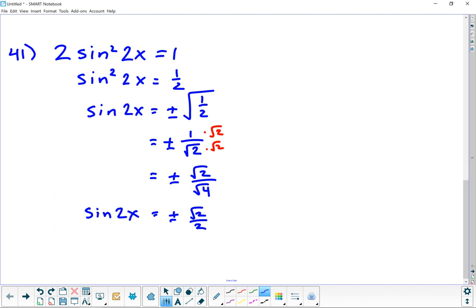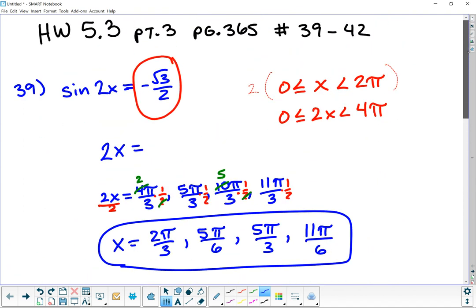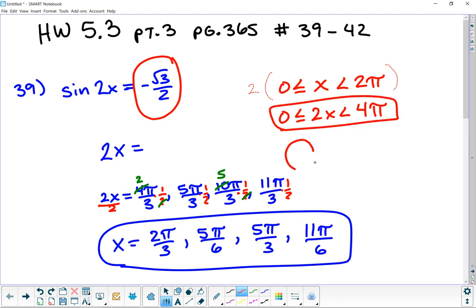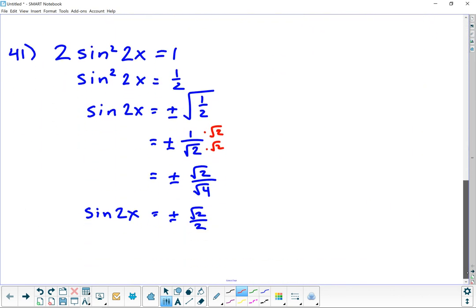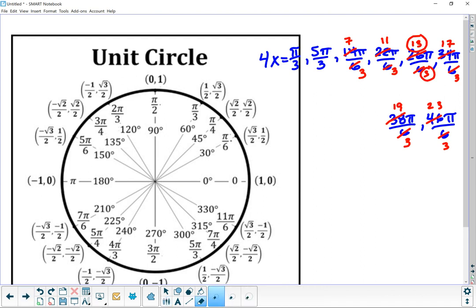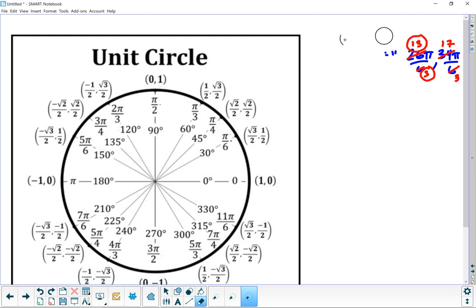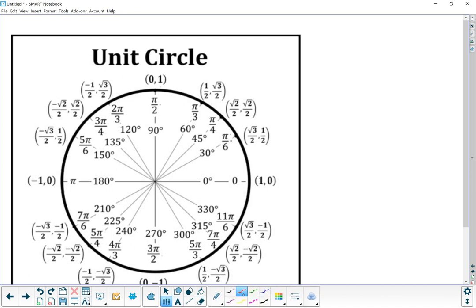And we've already done 2x before, at the beginning, and we will need 2 circles for this. This is between 0 and 4 pi, which means I need one whole circle, that's 2 pi, and then a second whole circle, that's 4 pi. So I need 2 unit circles for that, and I need all the answers to be plus or minus radical 2 over 2. Radical 2 over 2 are all the ones at 45 degrees. So we have it right here.